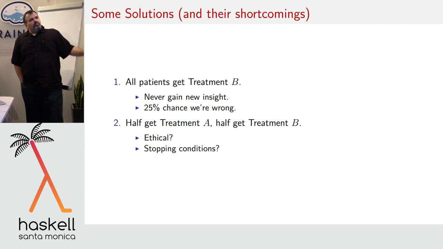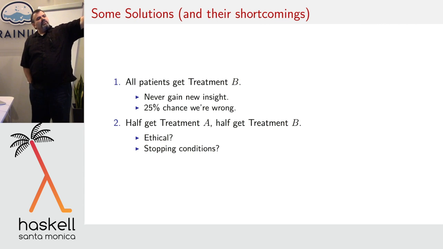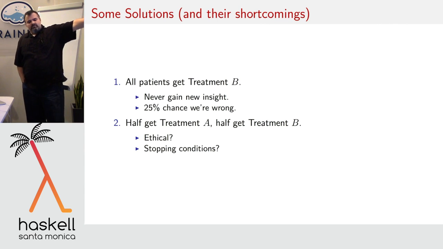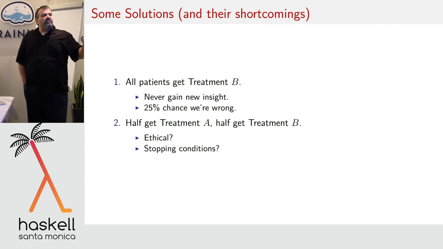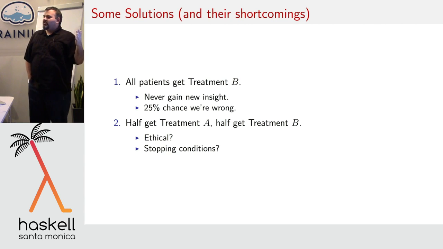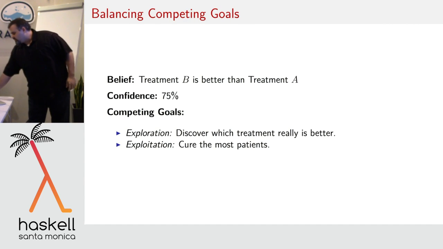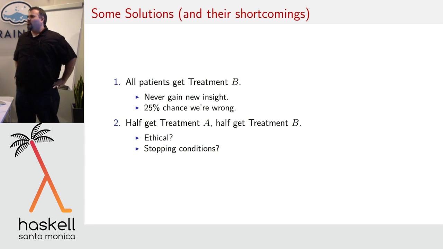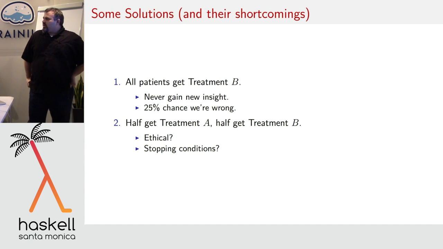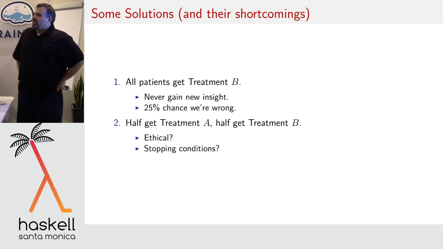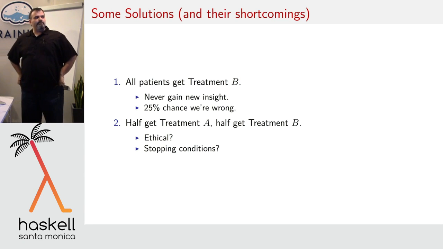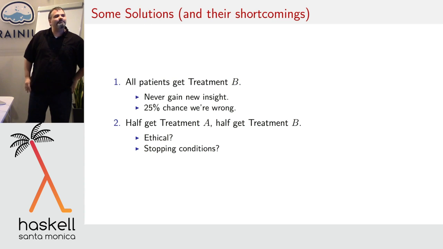So the problems with these: when you say all patients get treatment B, if that's what you decide, then you're just done. You've given up increasing your confidence. And yet, if we had 75% confidence, there's still a 25% chance we're wrong. I don't know about you, but a 25% chance is a pretty big deal. Things that have a 25% chance of going a certain way go that way 25% of the time. That's actually a lot of the time.